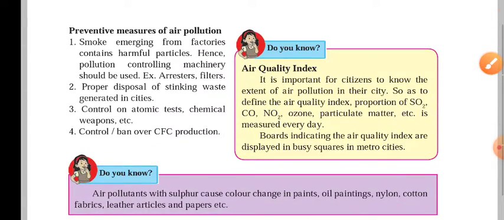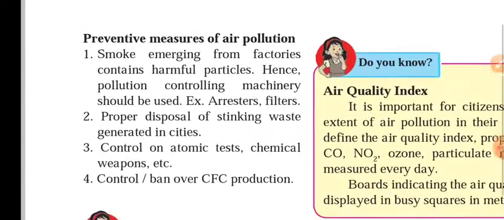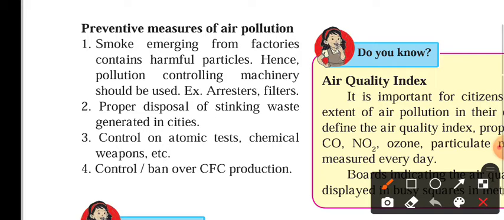Now, the preventive measures of air pollution. What preventive measures can be taken to avoid air pollution? Smoke emerging from factories contains harmful particles, hence pollution controlling machinery should be used to control it. Then, proper disposal of stinking waste generated in cities should be done. Then, control on atomic tests and chemical weapons, and a ban on CFC production.